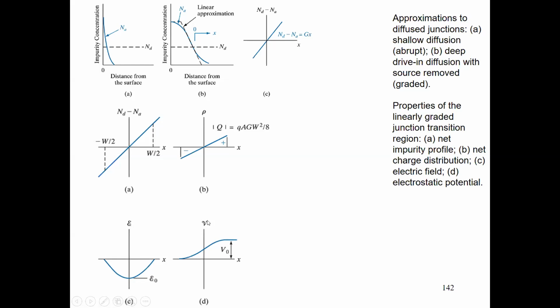And then the electrostatic potential, which is minus dV/dx equals electric field. To get the electrostatic potential, I have to integrate the electric field. So now if the electric field varies as x squared, how would the voltage vary? It varies as x cubed, right? So you pick up an extra power of x. That's all there is to it, okay?